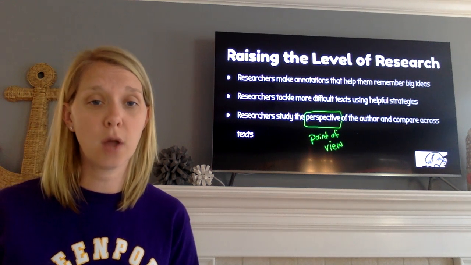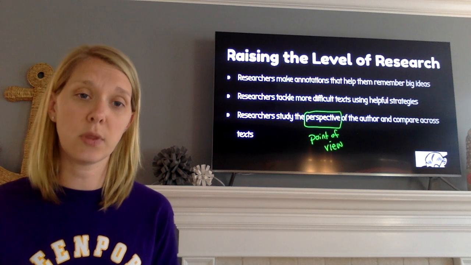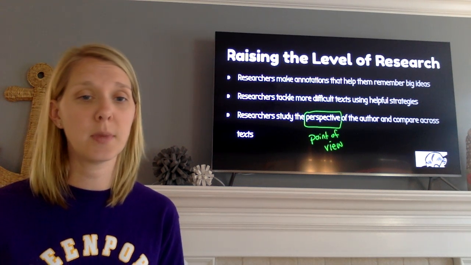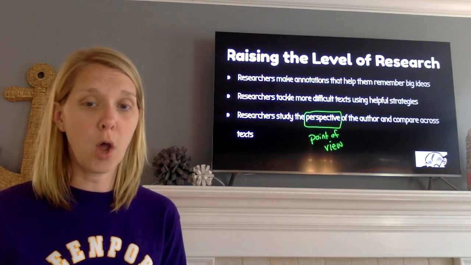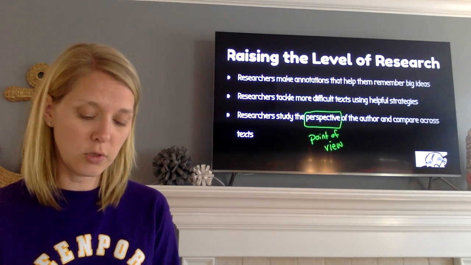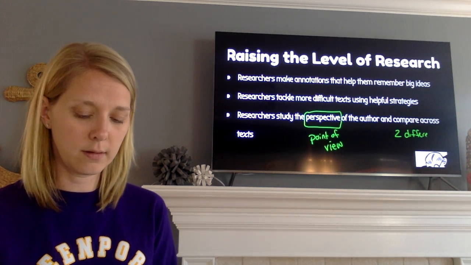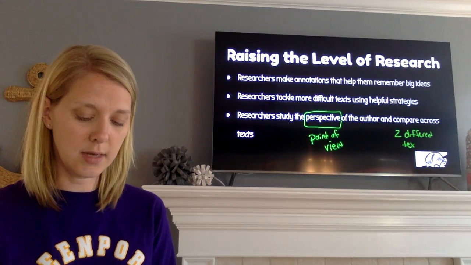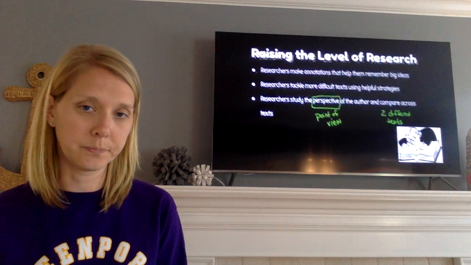We've been studying chocolate milk. Some people think it's good. Some people think it's bad. Same with your topics. There are different points of view. We're going to compare them across texts, which means two different texts. Texts can be articles or they can be videos.